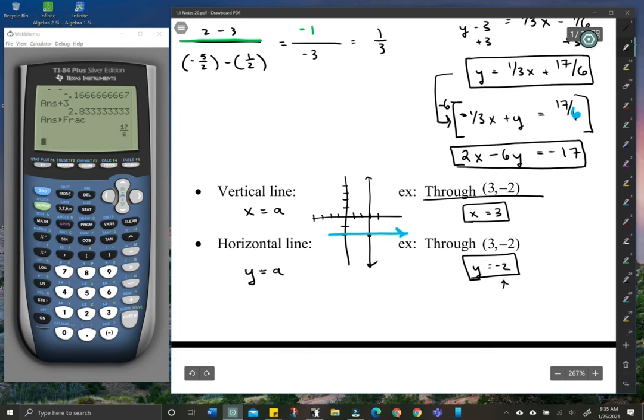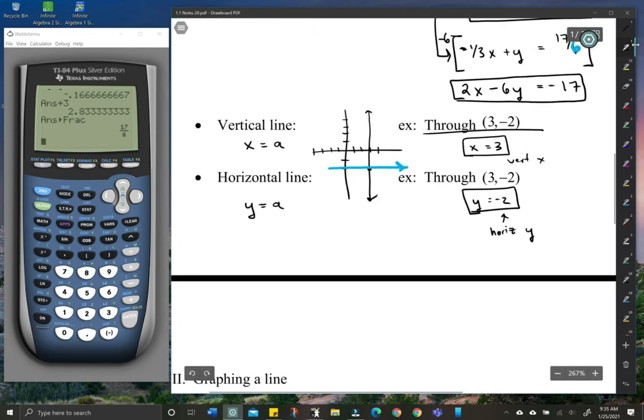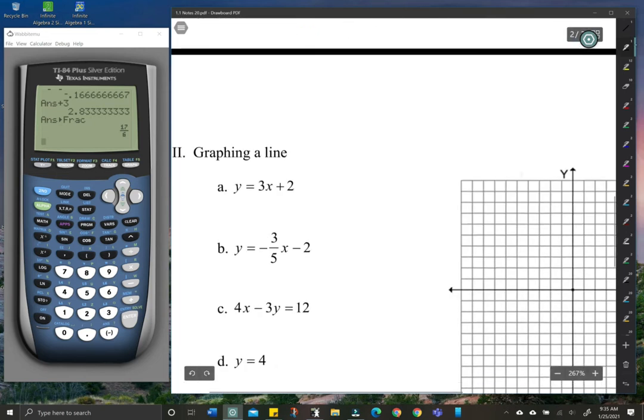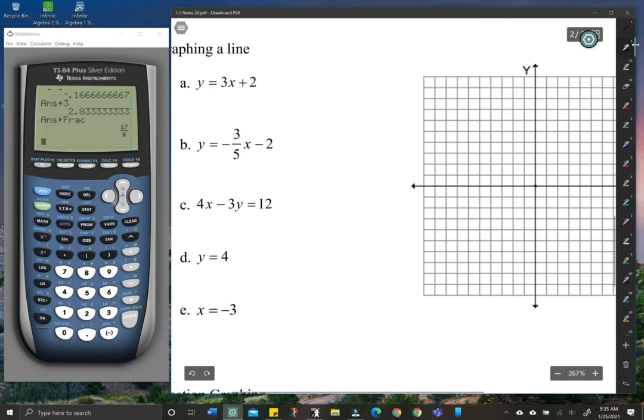Alrighty. The last part of today. I know a little longer notes, but you guys can take it. You can always take a break and pause and come back. Graphing a line. Let's look at graphing. It's pretty easy stuff, and hopefully, again, most of this is review.